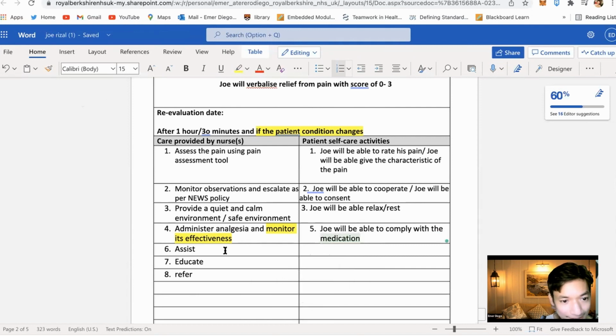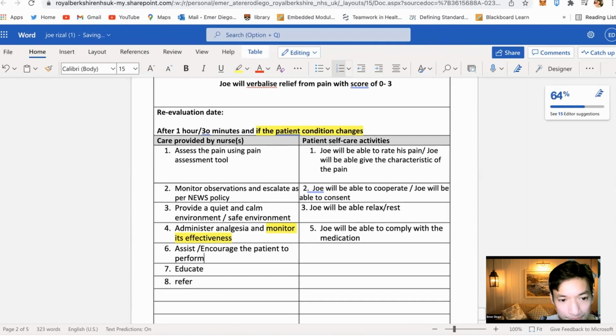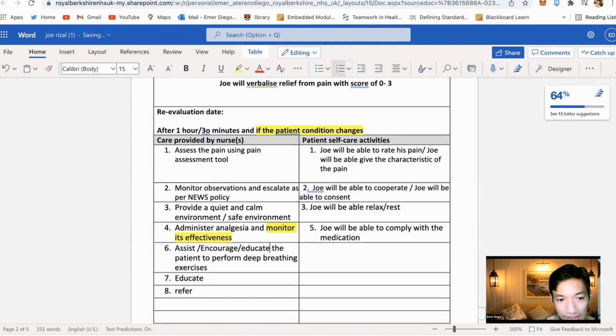And assist. What are we going to assist Joe with? Guys, you are not limited to these words. You can always add some more words, but thank you. So Maria said, assist the patient in performing deep breathing exercises to alleviate pain. Probably assist, or encourage the patient to perform exercises. You can also write assist, encourage, or educate the patient on how to perform deep breathing exercises. Are we all happy with that? Deep breathing exercises are one of our non-pharmacologic interventions for the examination. So what are we going to write in this section?